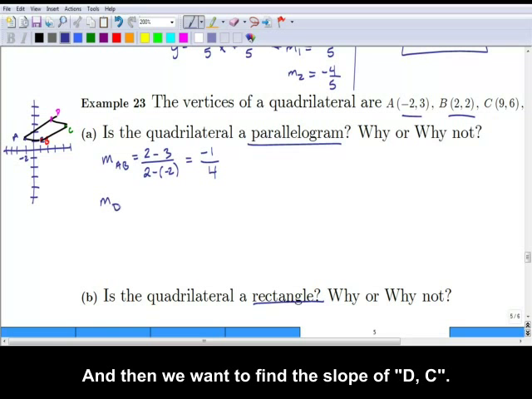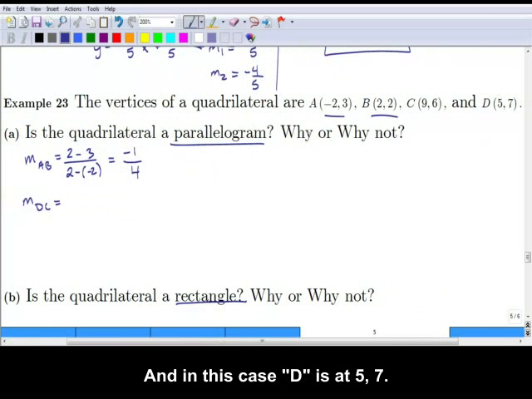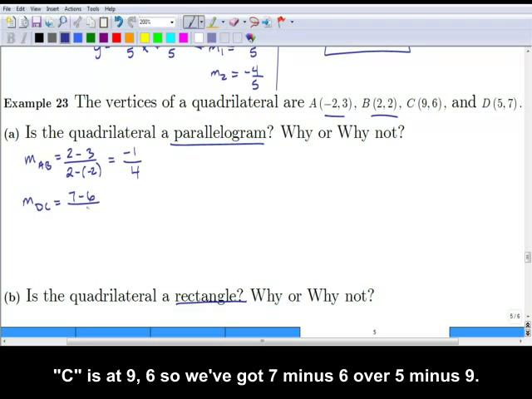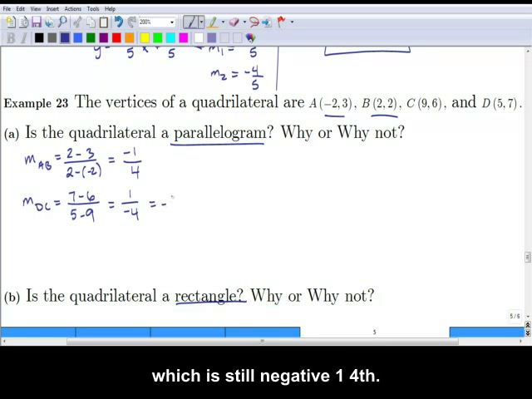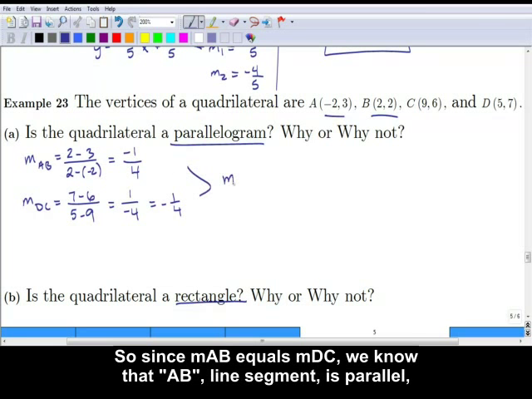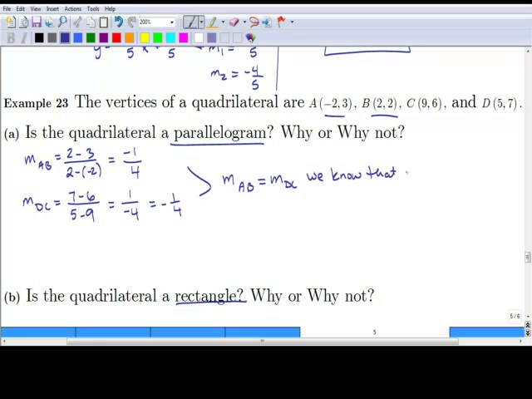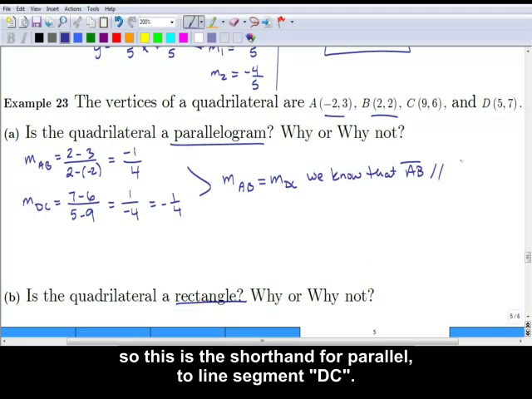And then we want to find the slope of DC. In this case, D is at 5, 7, C is at 9, 6, so we've got 7 minus 6 over 5 minus 9. And again, we come up with 1 over negative 4, which is still negative 1/4. So since m_AB equals m_DC, we know that line segment AB is parallel, this is the shorthand for parallel, to line segment DC.